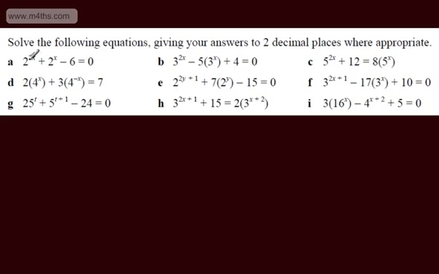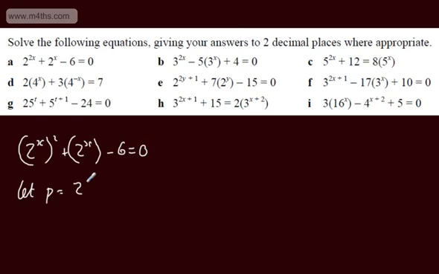So let's see what we've got here. What I'm going to do is write this, instead of 2 to the power of 2x, as 2 to the power of x squared plus 2 to the power of x, and I'm going to put these in brackets, minus 6 is equal to 0. Now at this stage, if you're not confident, we can say let p be equal to 2 to the x. We now have p squared plus p minus 6 is equal to 0.